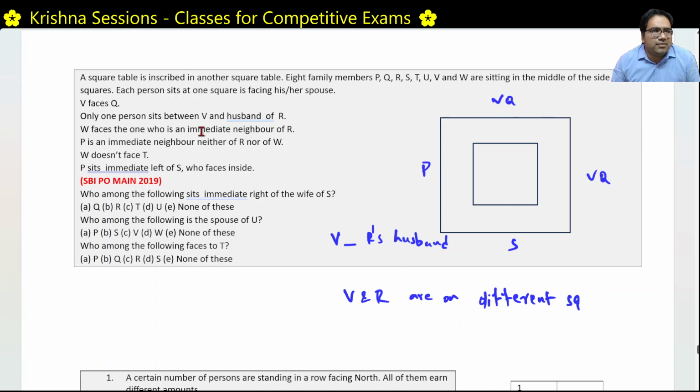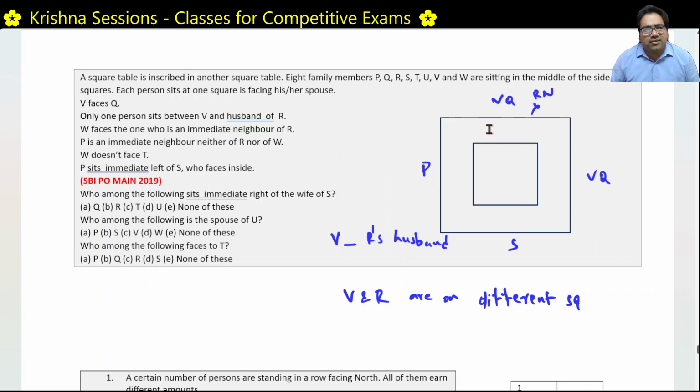Okay, W faces the one who is an immediate neighbor of R. Okay, so we don't know where R is again. Let's try to understand: P is an immediate neighbor neither of R nor W. P is not a neighbor of R or W. That means R or W cannot sit here. That is the only thing that we can say: R or W cannot come in this point.